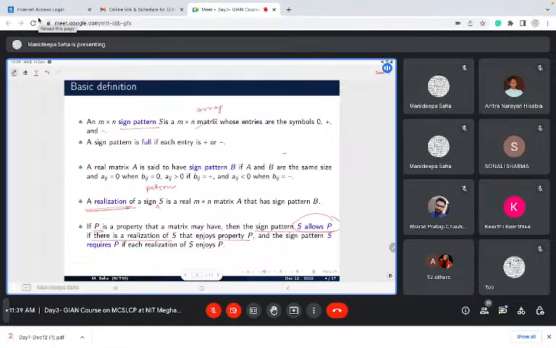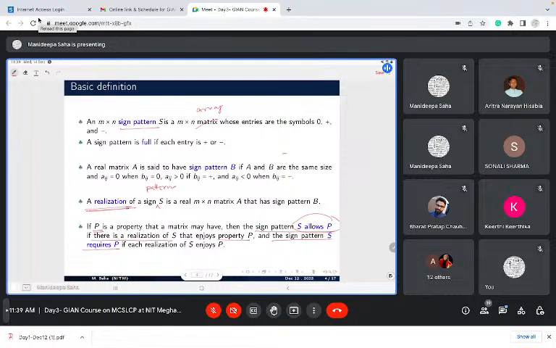And similarly, we can say that the sign pattern S requires P if each realization of S enjoys P. That means every matrix that has the sign pattern S also has the property P.